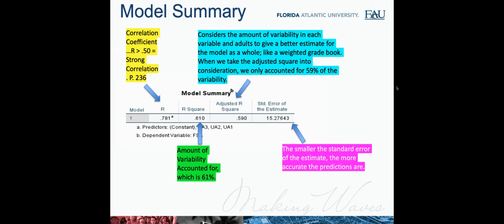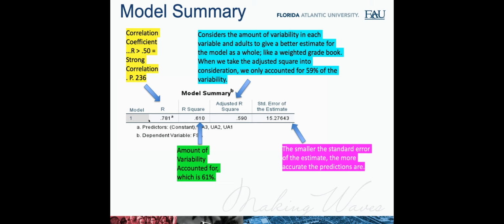Looking at the model summary table, we have 4 values that are reported to us. We have our regression correlation, which is 0.781. We have our R squared, which is 0.610. We have our adjusted R squared, which is 0.590. And then we have our standard error of the estimate, which is 15.27.